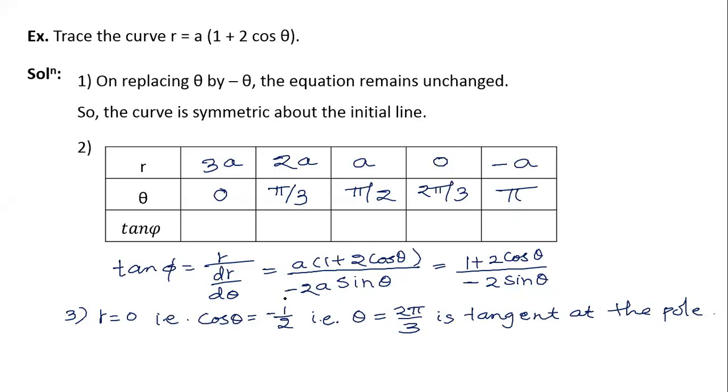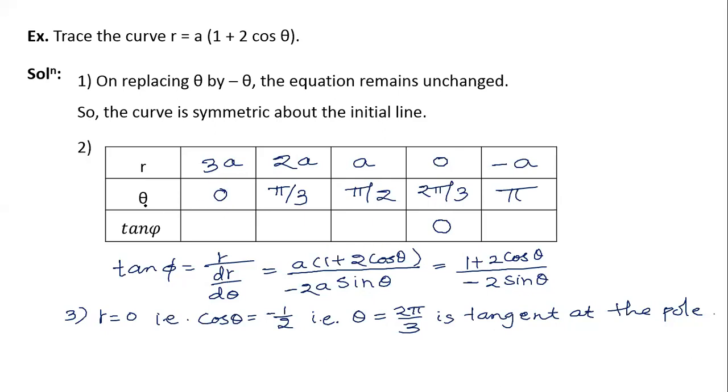So even if you find, corresponding to theta equal to 2 pi by 3 and r equal to 0, tan phi is going to be 0. You can try this, put theta equal to 2 pi by 3 in the equation for tan phi, and tan phi will be 0. So this is very much clear.